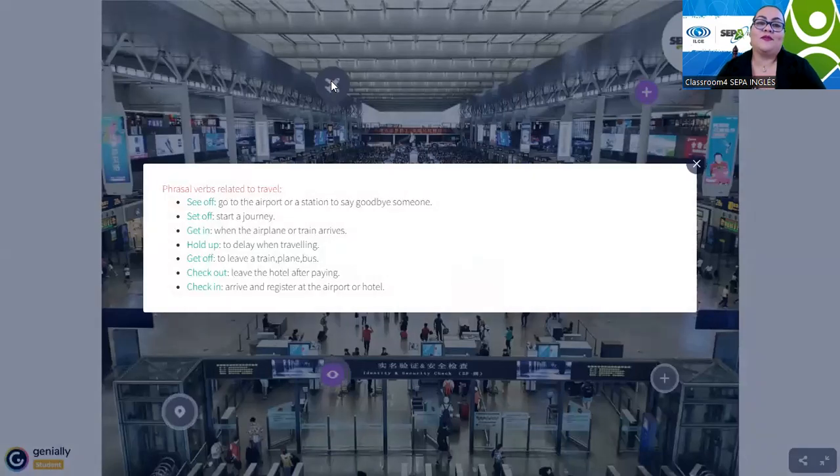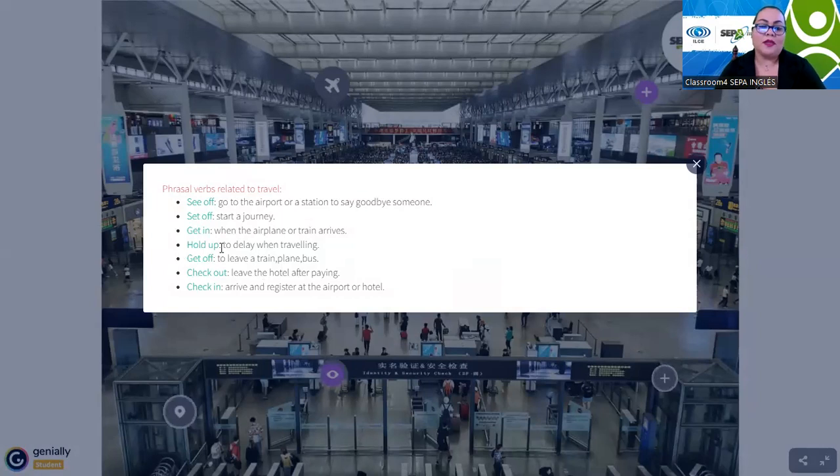Phrasal verbs related to travel. These phrasal verbs are composed of a base verb and a preposition, usually, and combined, they have different meanings. Okay, let's go. Number one, see off: go to the airport or a station to say goodbye to someone. Set off: start a journey. Get in: when the airplane or train arrives.